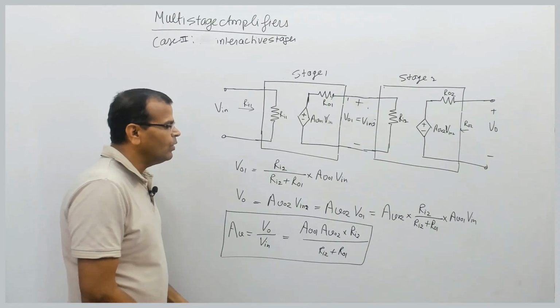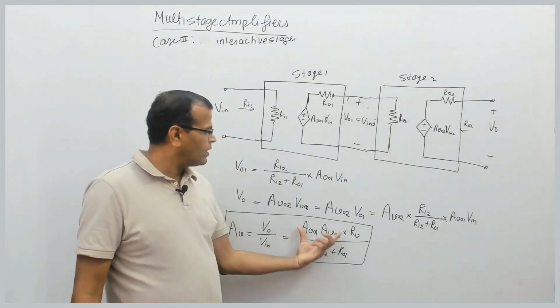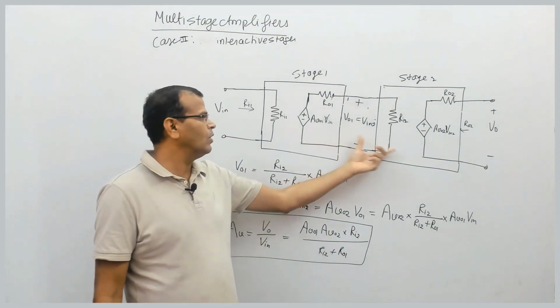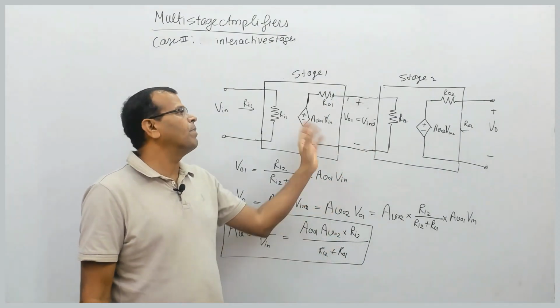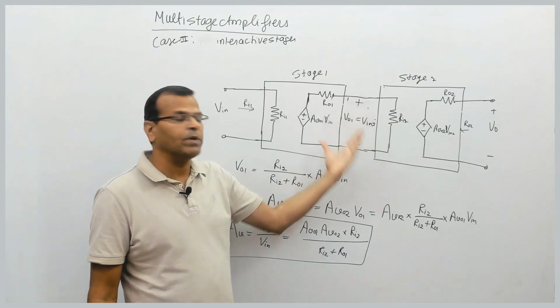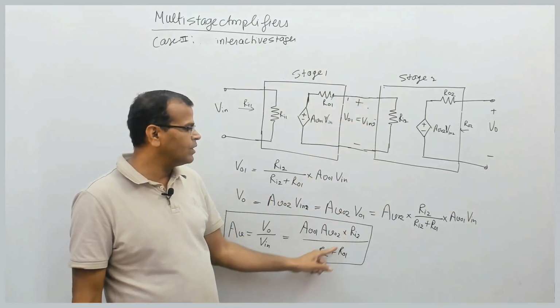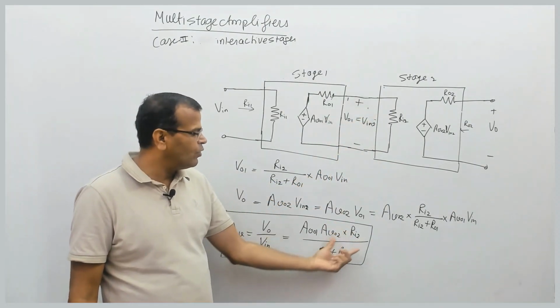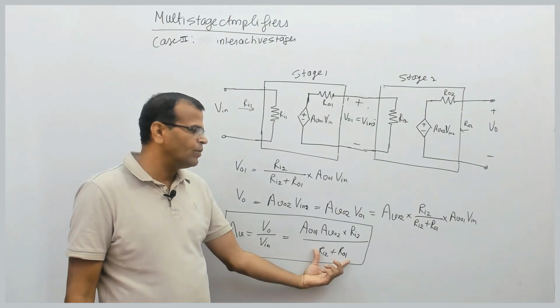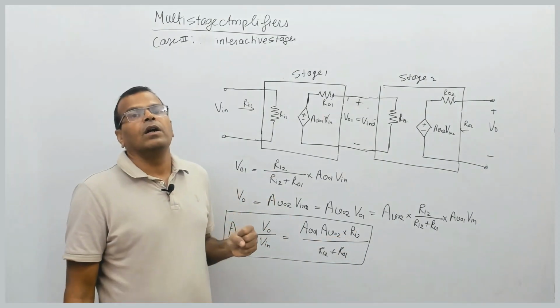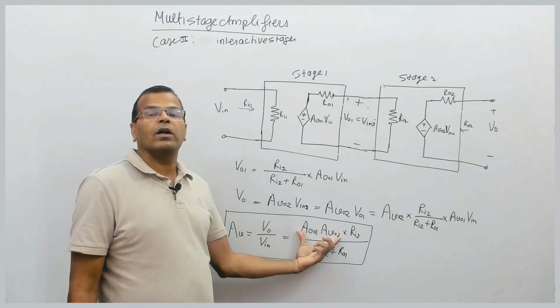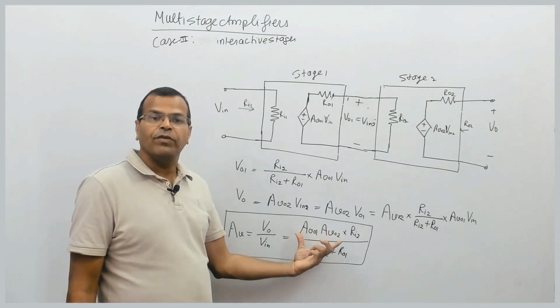Fine. So what has happened? If you take non-interaction, no interaction among the stages, the product of the gains will be the overall gain. But if you take interaction among the stages, the gain has reduced because Ri2 will be divided by the sum of Ri2 and Ro1, which will definitely be less than 1, so the overall voltage gain will be less than the non-interactive type of gain.